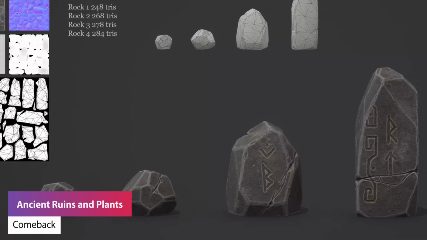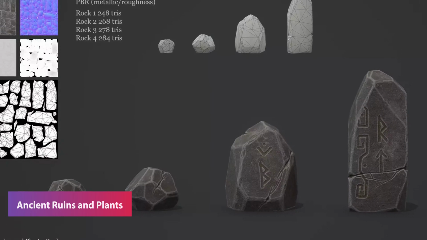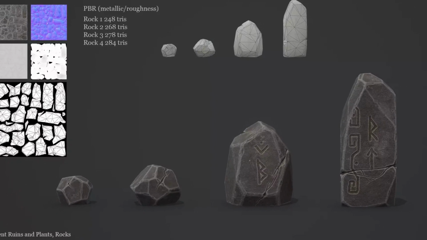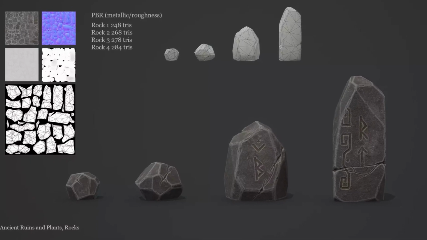The next one is a stylized set called Ancient Ruins and Plants. It's a really nice set of ruins and specific types of plants, really low poly with up to 2000 resolution textures that you should check out.